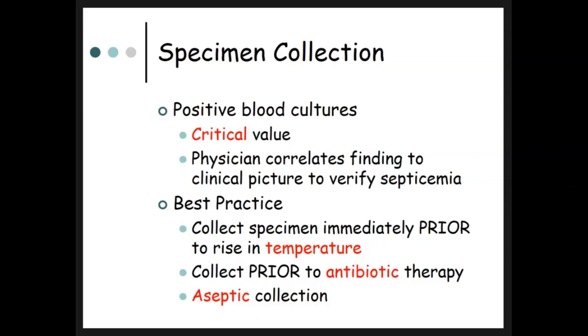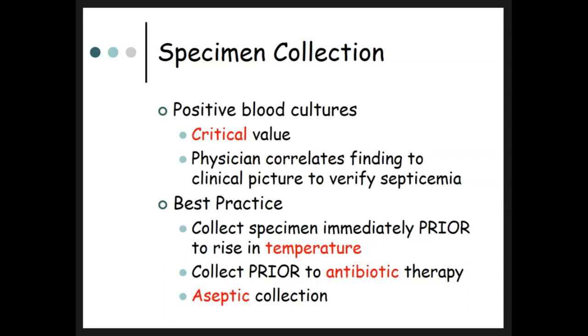So what specimens will we see? Well, blood cultures. And there are very few critical values in the microbiology lab, but positive blood cultures are considered a critical value, and the physician needs to know immediately. So the physician will correlate findings of the clinical picture to verify septicemia. The best practice is to collect the blood culture specimens immediately prior to a rise in temperature, but how can we know that the temperature is fixing to spike? We don't. Also, collect prior to antibiotic therapy with very good aseptic collection.